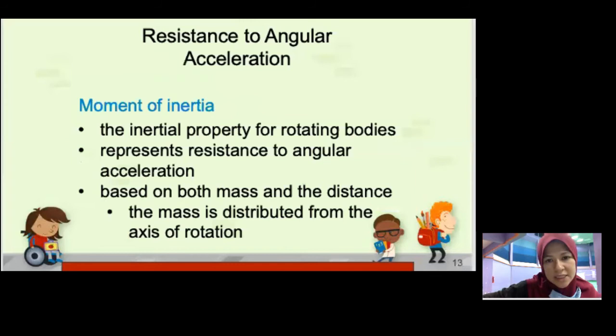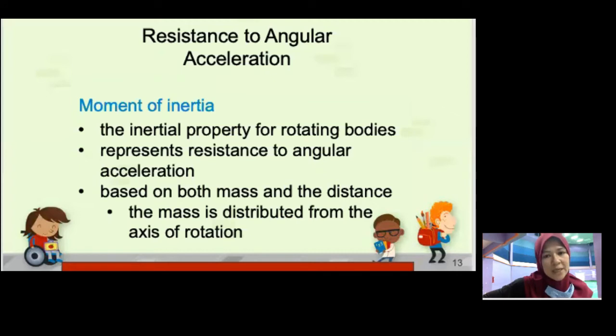Okay. Next is resistance to angular acceleration. Kita nak tengok berapa banyak resistance kepada, ataupun rintangan kepada, angular acceleration. Angular ni mestilah dia dalam keadaan circular lah, melengkung. Okay, tapi ada acceleration. Contoh kalau macam kita bawa kereta, kita guna jalan yang roundabout, so akan berlakunya angular acceleration.